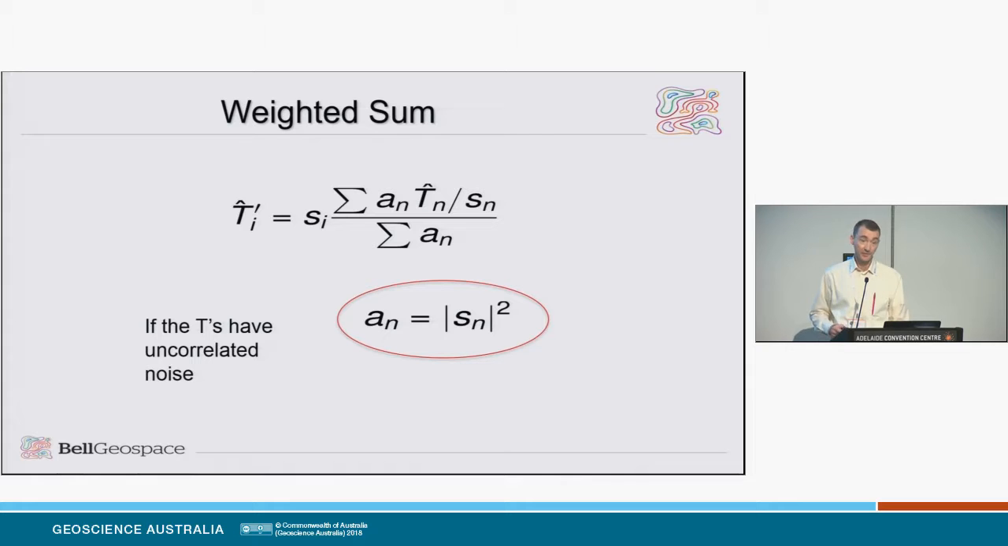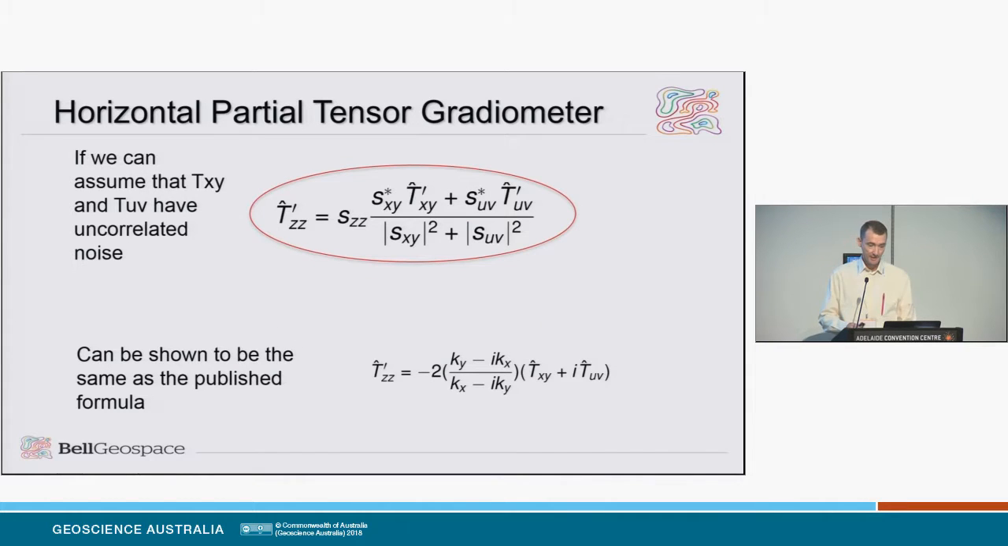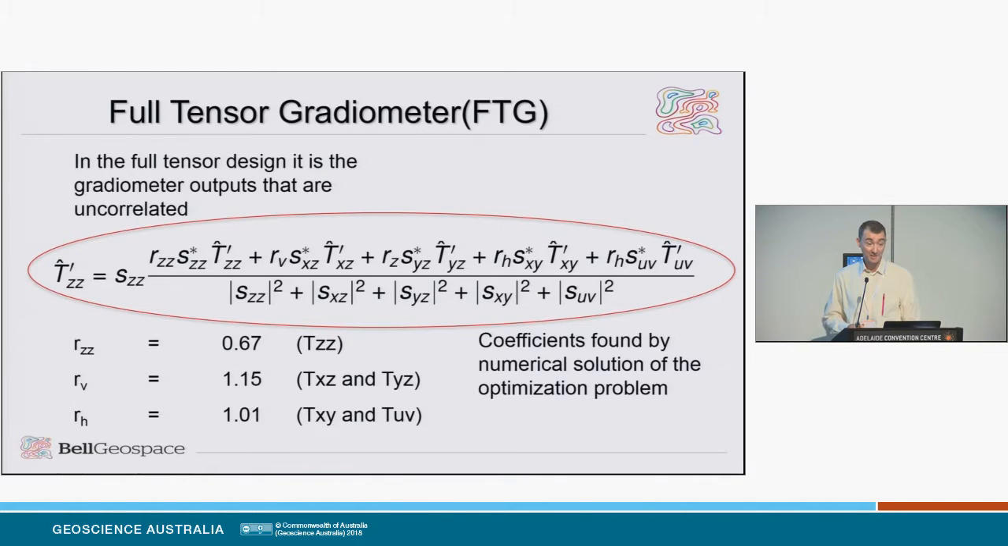And it turns out if the noise in the T's is uncorrelated, we can write down the optimum weight functions as the square of the absolute values. So if we apply this to the horizontal partial tensor gradiometer, we can write down an expression for calculating TZZ if we have the Falcon components. And this is the same as the expression they actually use, even though it looks very different. I have shown it is the same thing, which is good, otherwise it would be confusing.